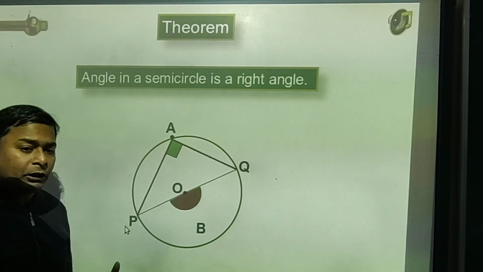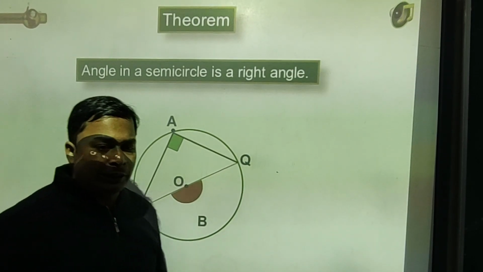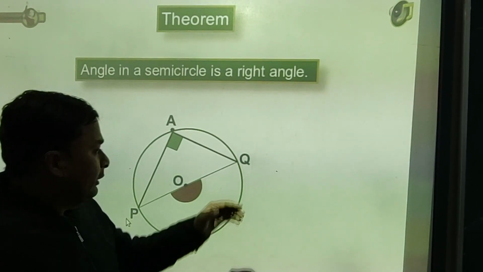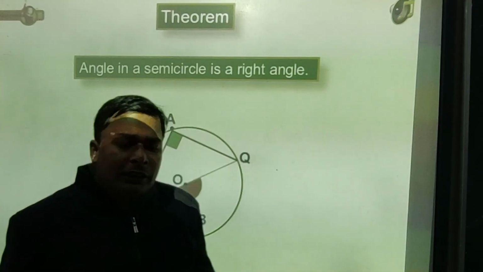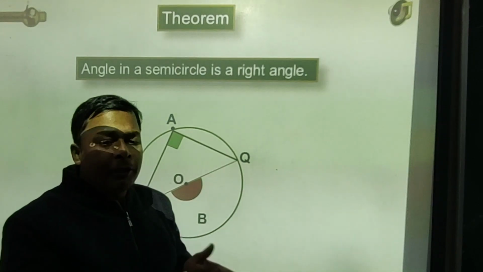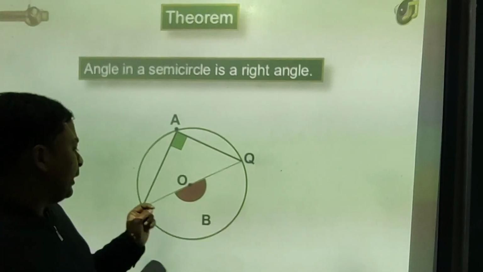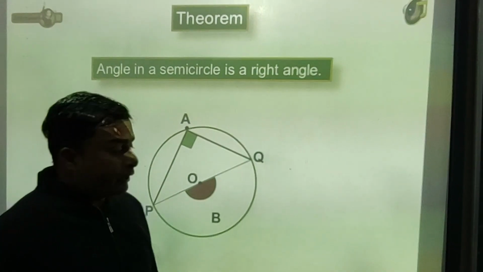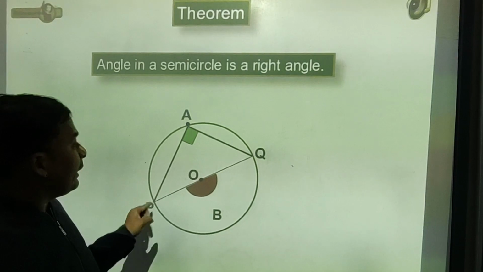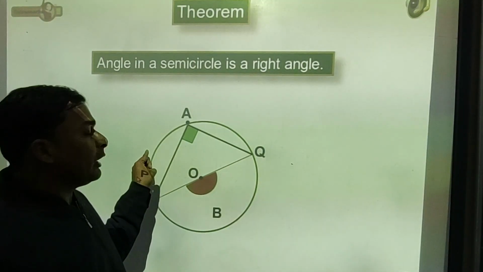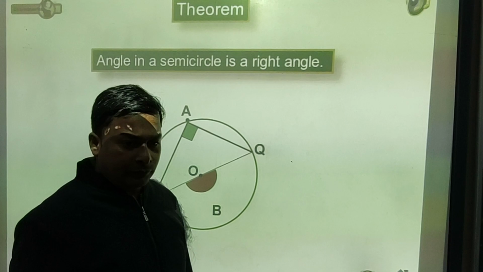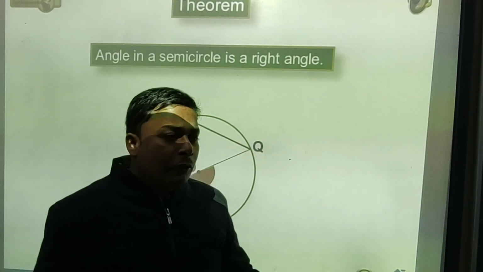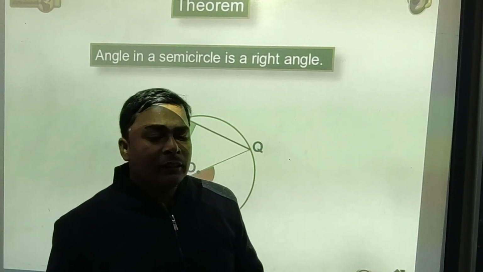In the next theorem, we have to learn angles found in the semicircle. My dear, can you tell me what is the value of angle if a diameter is drawn? Semicircle क्या होता है? Diameter जब draw करते हैं, diameter क्या होता है? एक straight line होता है. So what can be the value of angle POQ? 180 degree. अब ये एंगल यहाँ बने, यहाँ बने, यहाँ बने, irrespective of that, what will be the value of PAQ? 90, because that will be the half of the angle found at the center.